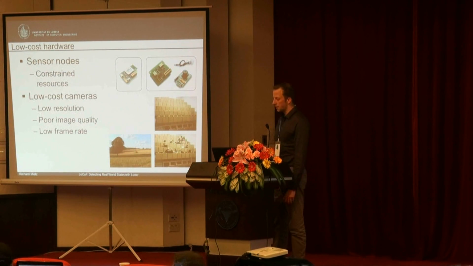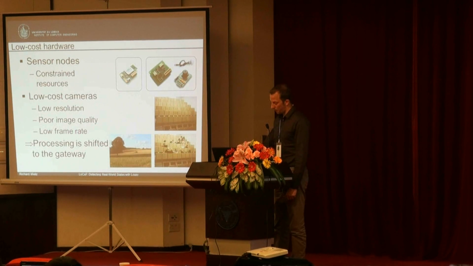The problem with these cameras is they have a low resolution, poor image quality, and also, because of the bandwidth of the network, often only a low frame rate can be achieved. For example, the camera we use has a maximum resolution of 640 times 480, and we can get around 4 to 5 pictures a minute out of the network if we transmit the whole picture. And we also want to transmit the whole picture because we shifted the processing of the picture to the gateway. Because it's more powerful, we can do more image processing there instead of on the node.